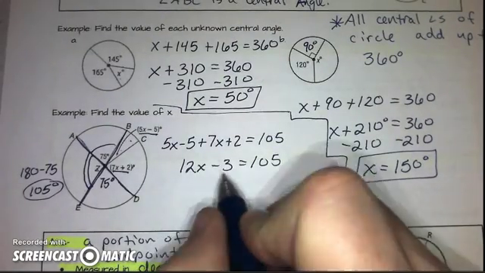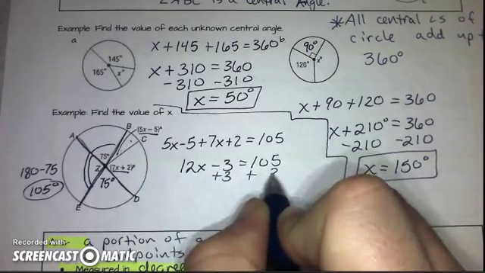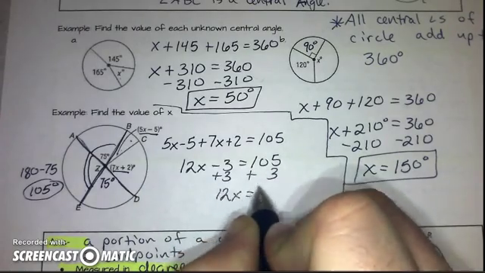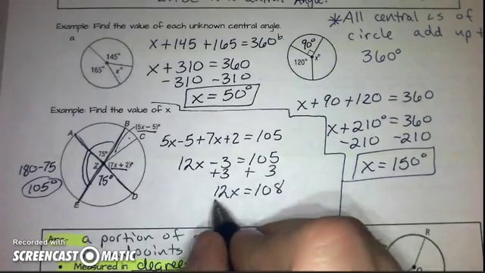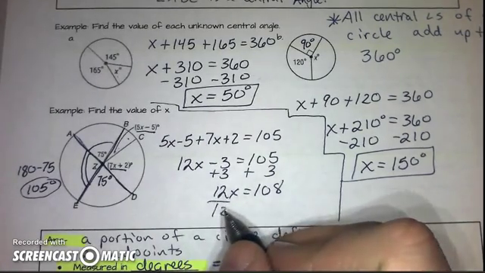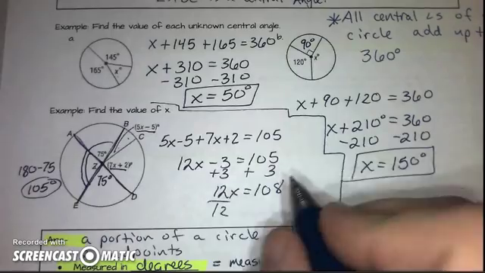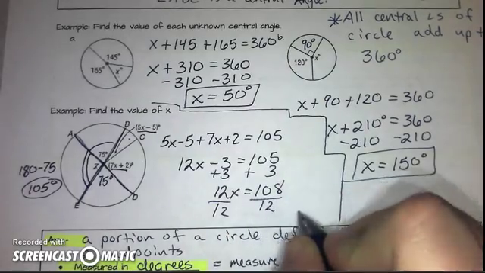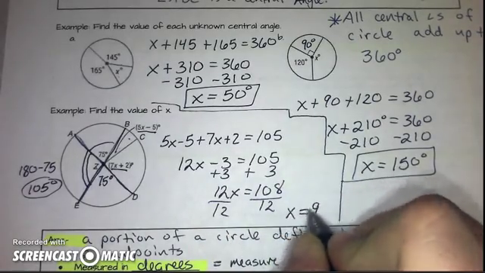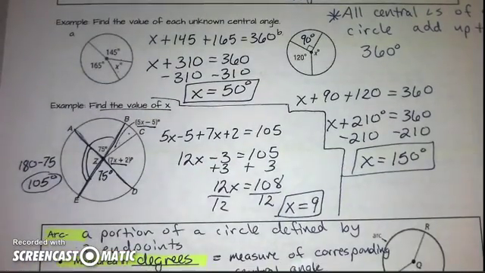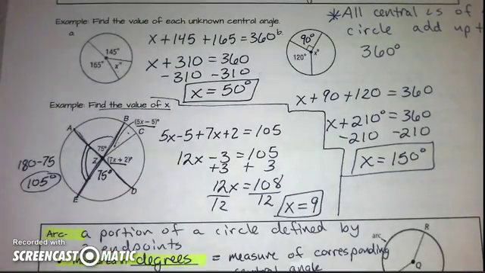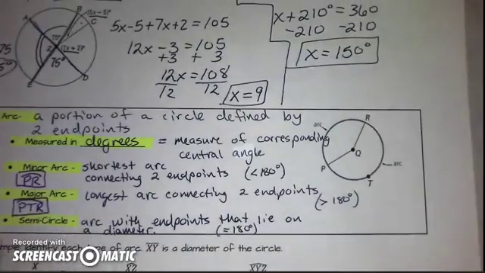Then we start to solve for x by adding 3 to both sides. 105 plus 3 is 108. And then we divide by 12 on both sides, and we get that x equals 9. And that's what we were supposed to do, find the value of x. Okay, so we can use these central angle measures to find missing pieces like that. All right, and that creates the next part of our lesson.